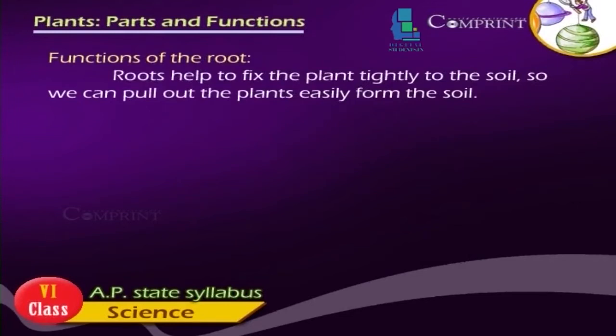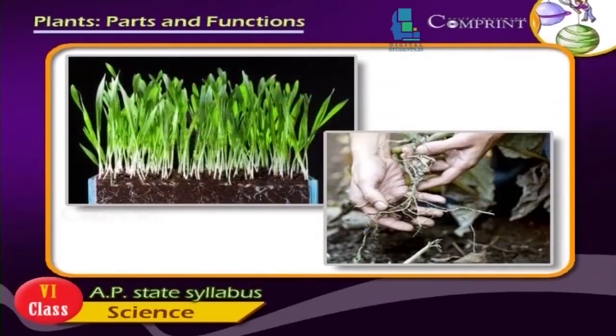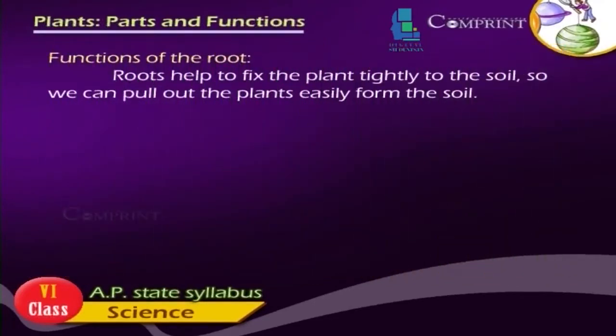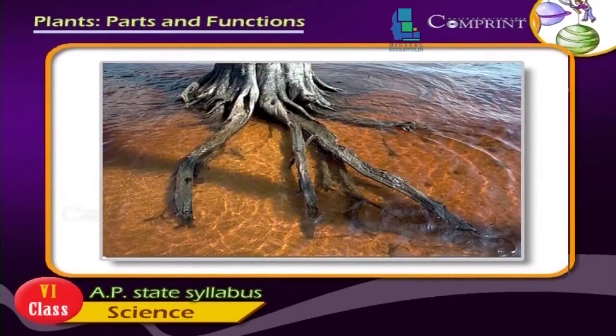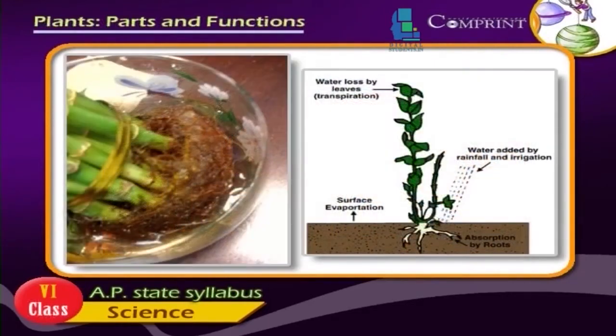Functions of the root. Roots help to fix the plant tightly to the soil, so we cannot pull out the plants easily from the soil. Absorption of water. Roots help in taking up of water from the soil. They do this by absorption. Minerals present in the soil are also absorbed along with water.